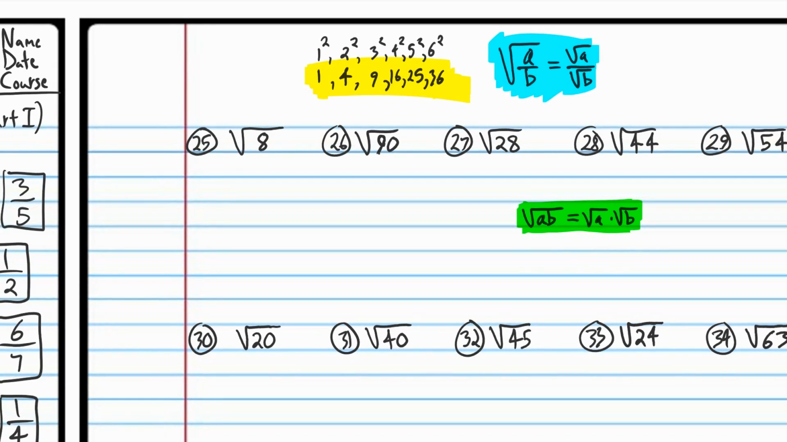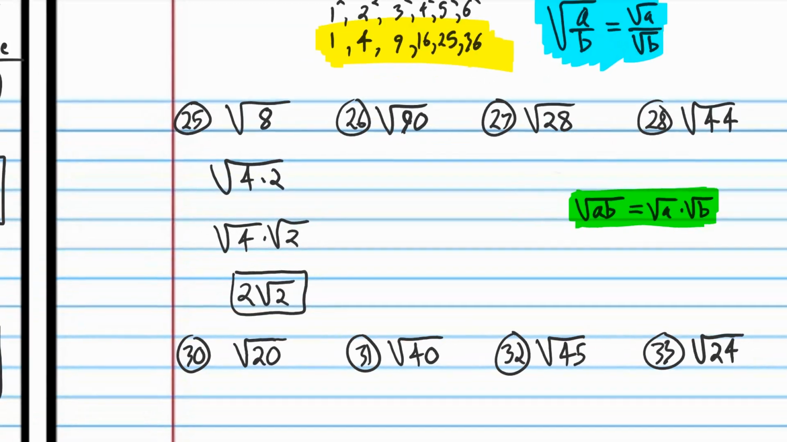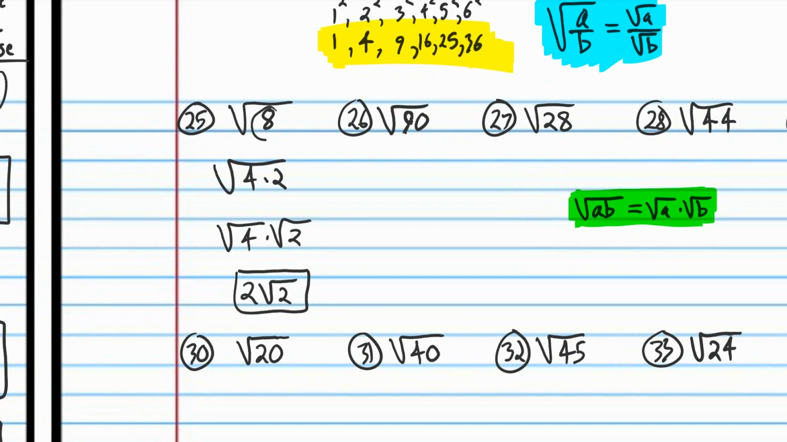All right, we're back. So that becomes 4 times 2. Use the green principle, and we have root 4 times root 2, and then root 4 is just 2. That's a perfect square. So if you got that answer, good job. In that example, there was only one factorization, 4 times 2.